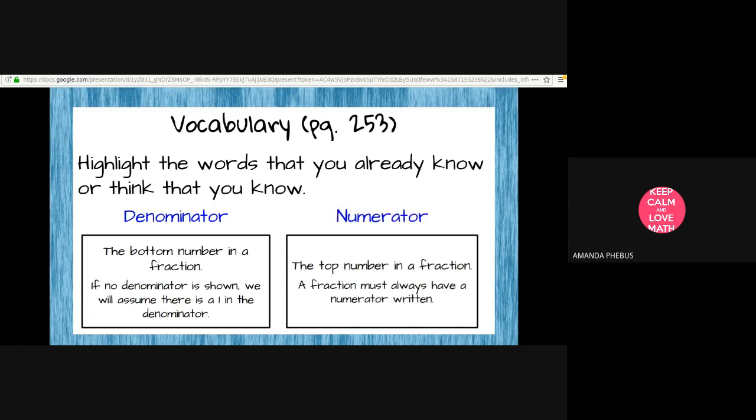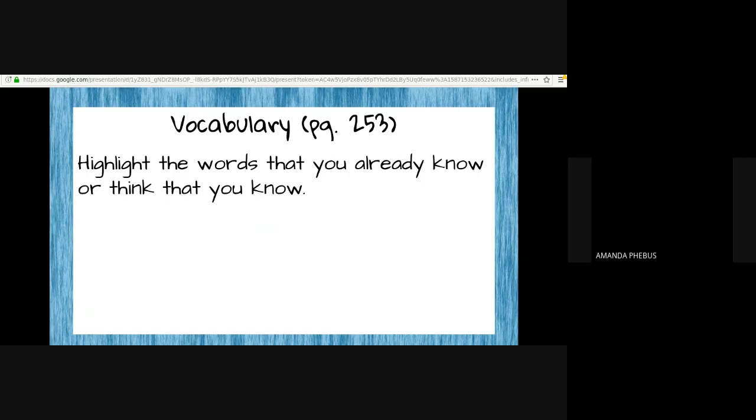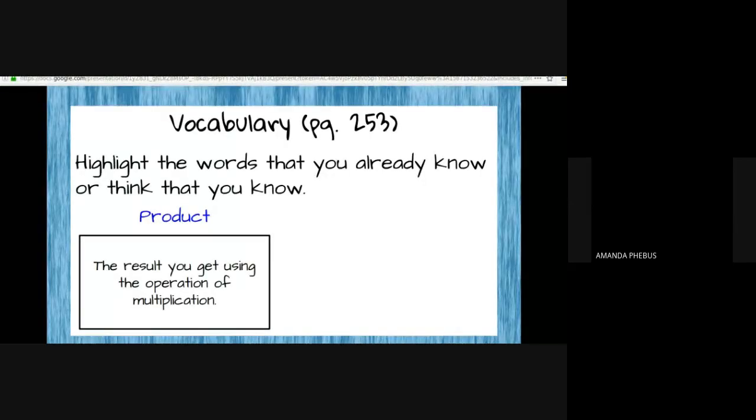Another word that you need to know is denominator. Hopefully you know that. It's the bottom part of a fraction. If no denominator is shown, we automatically assume there's a 1 in the denominator. And numerator, which is the top part of the fraction. A fraction must always have a numerator written, so we can't leave it blank. We have to put something in the numerator.